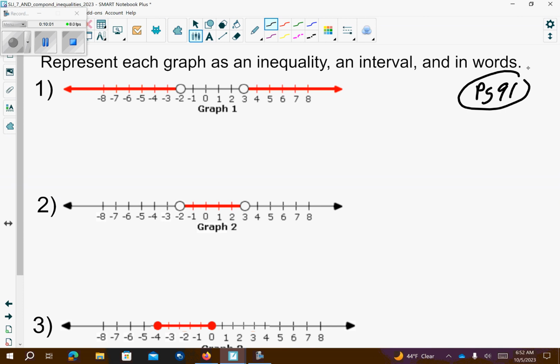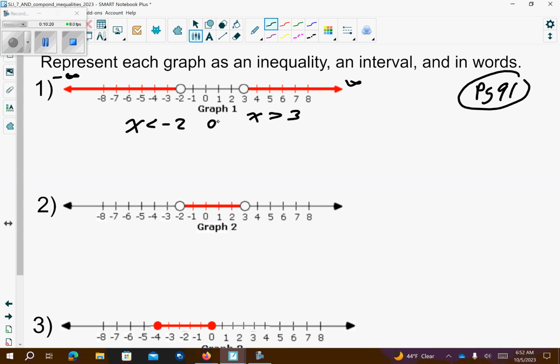So let's take the inequality. This is going to be x is less than -2. This is going to be x is greater than 3. We're going to write it in interval notation. So these are pointing out to infinities.